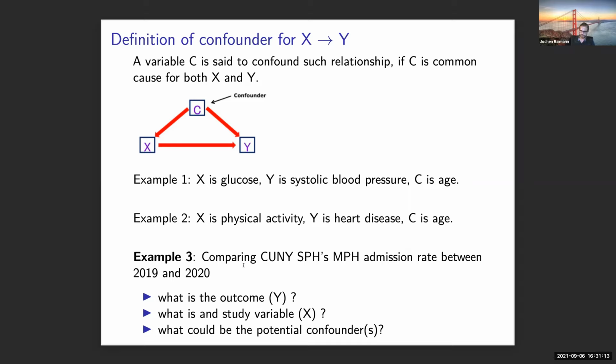So what is the outcome? The Y is the admission rate, right? What is the study variable? That would be year. And now what could be confounders? I would argue one of the confounders could be a certain pandemic that has happened. So this is also referring to a period effect, right? Also in period, you have changes that are affecting things on a more fundamental level.